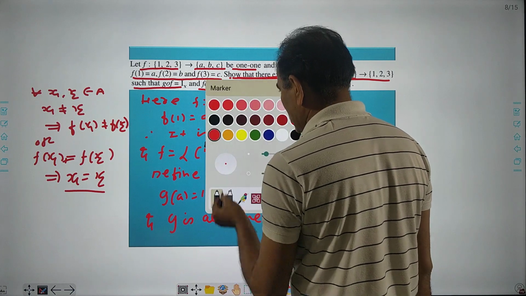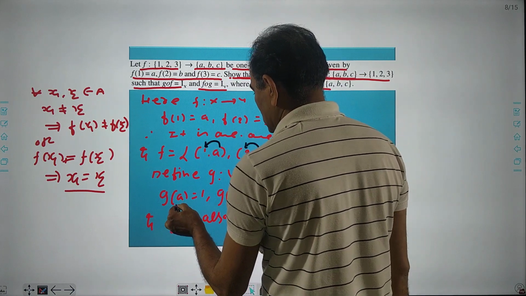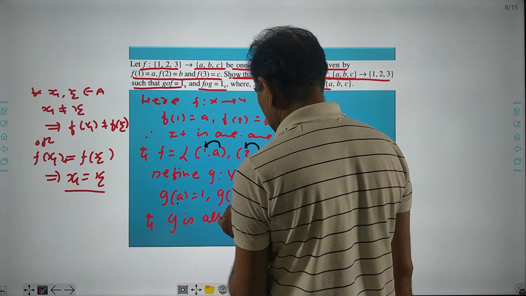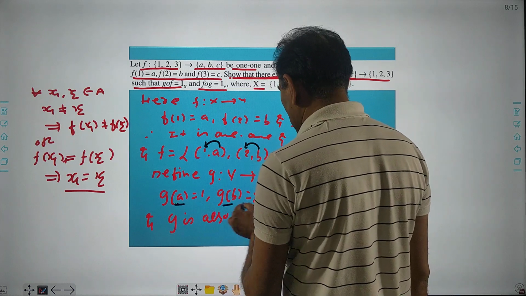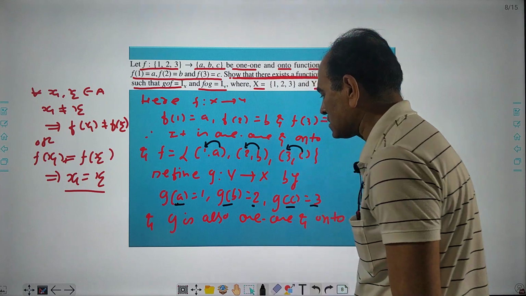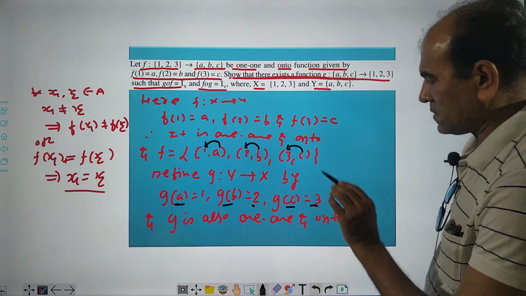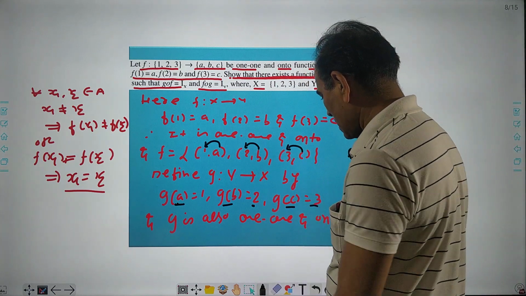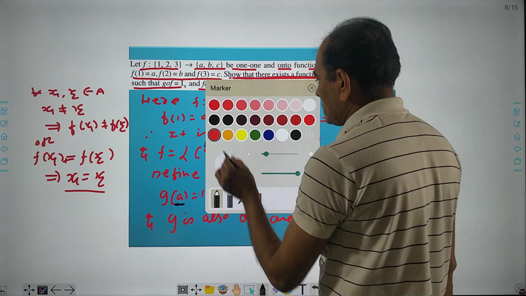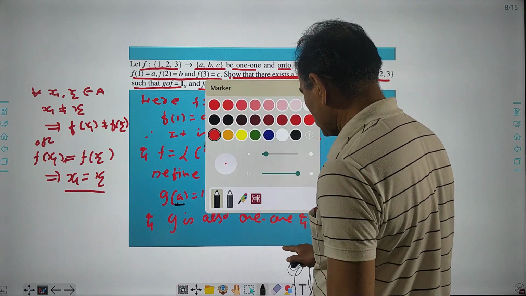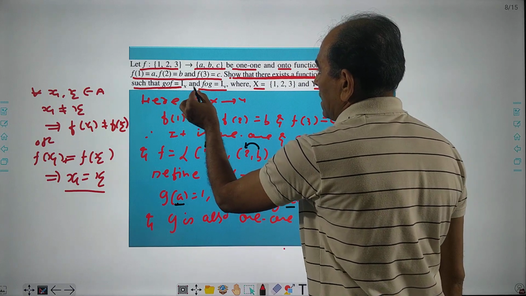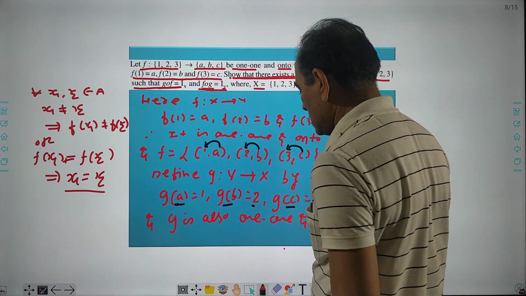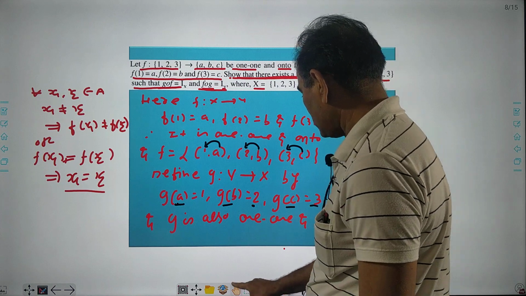Now you can see that here. See, g of A is equal to 1, g of B is equal to 2, g of C is equal to 3. Every distinct element has distinct images. So it is one-one and onto. Now let us see next what we want to show. We want to show that g of f is equal to Ix and f of g is equal to Iy.